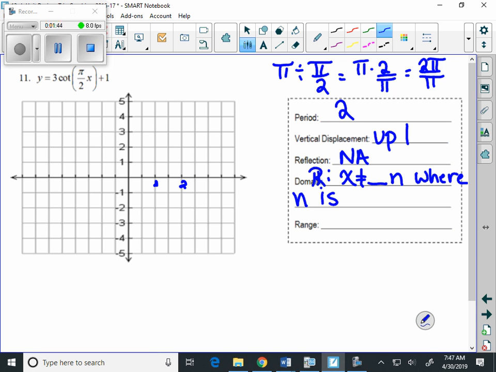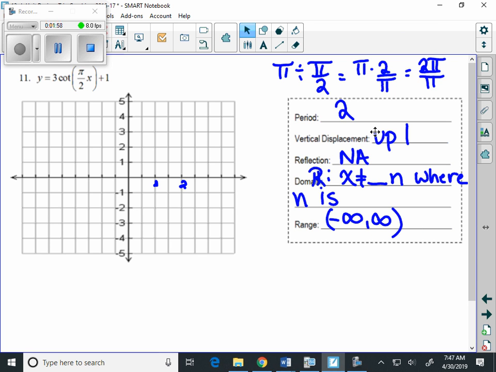And the nice thing is on our range here for cotangent, we're going to have all real numbers, negative infinity to positive infinity. So we've got a little bit of this situated for us. Let's go ahead and put in our vertical displacement here at up 1. So there's that. And actually, we're not going to phase shift, so we can start there as well.